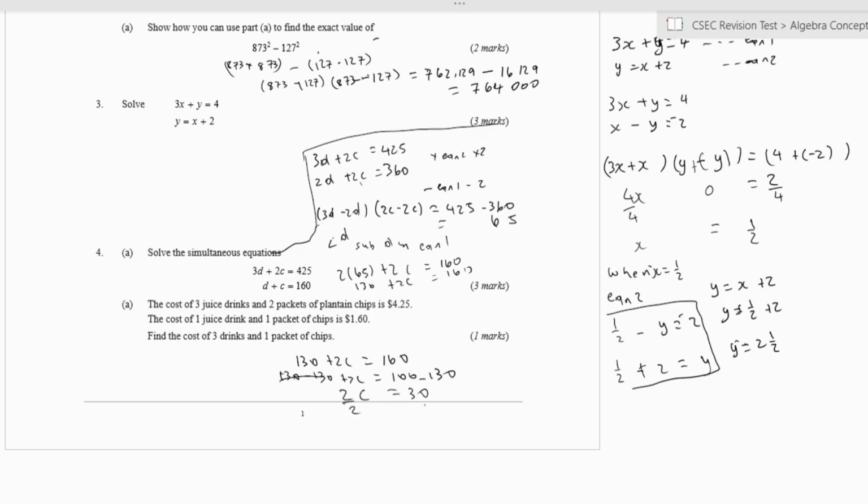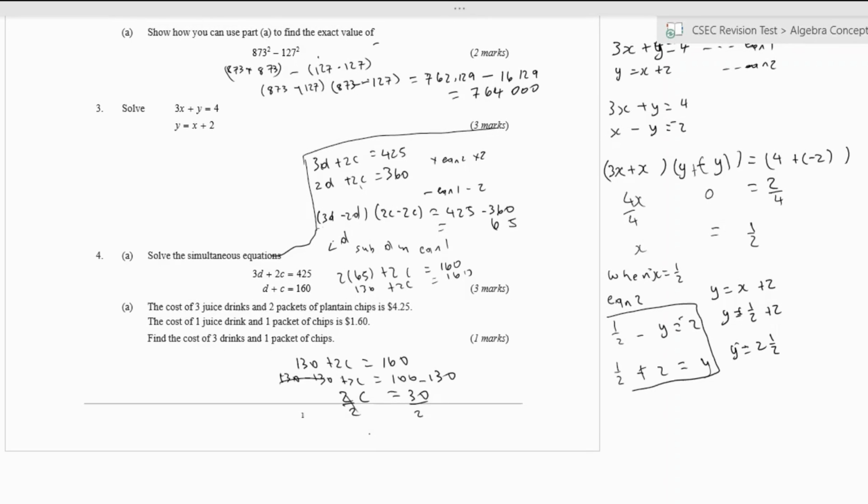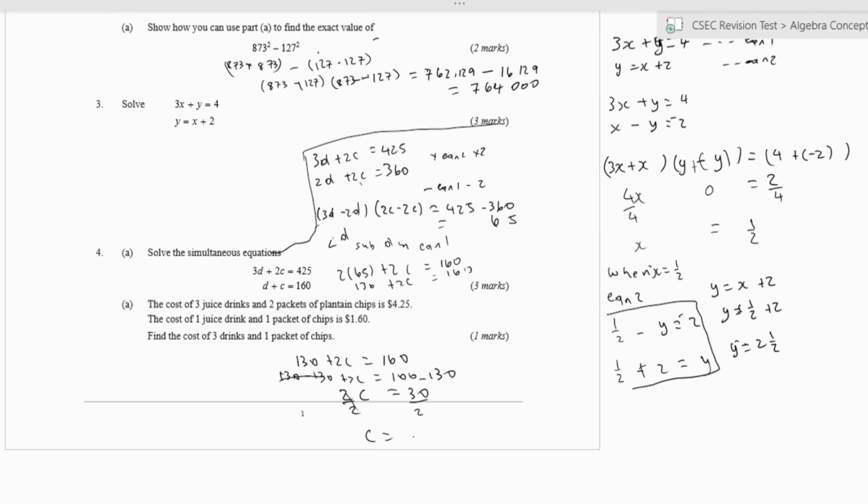Divide by 2 on both sides. Our C is equal to 15. That would solve our simultaneous equation.